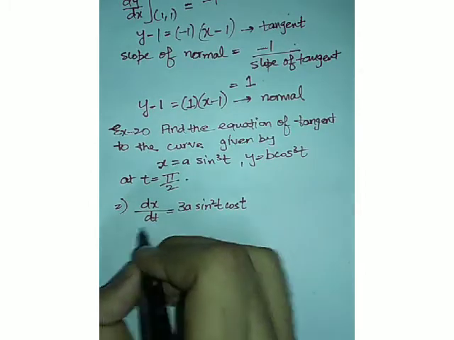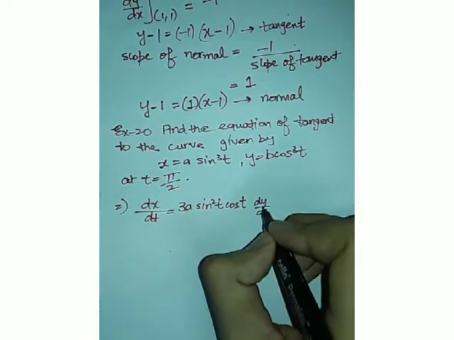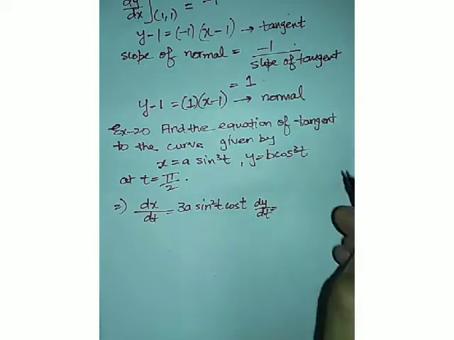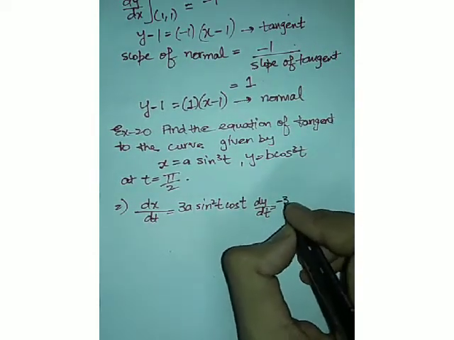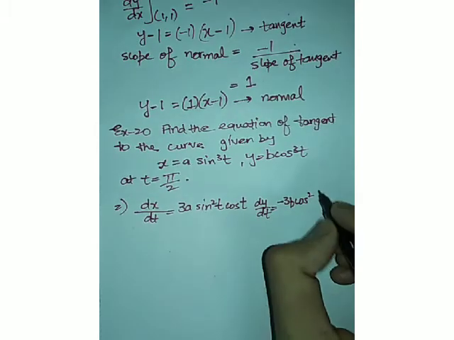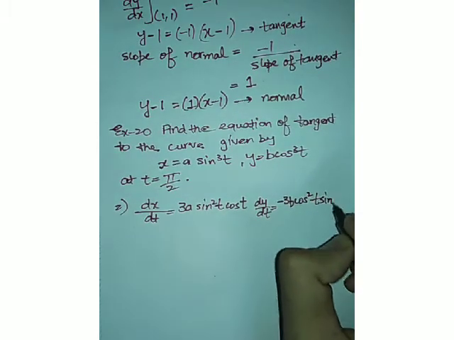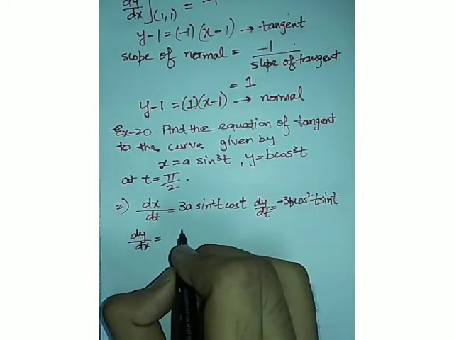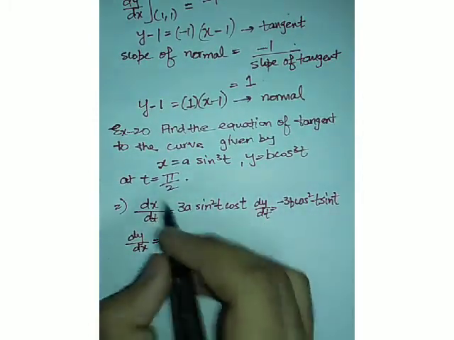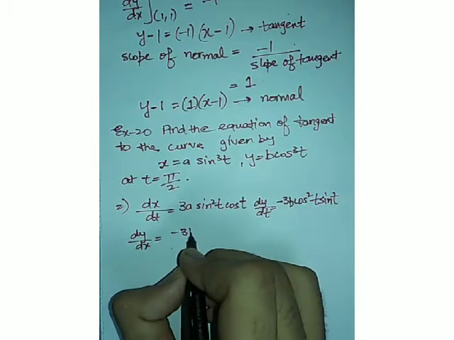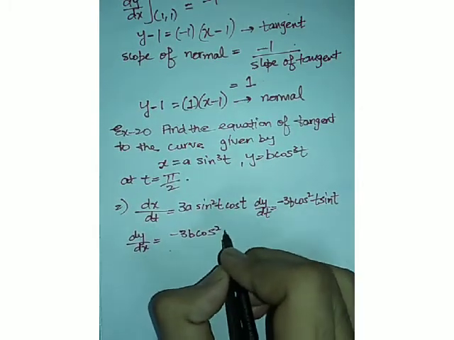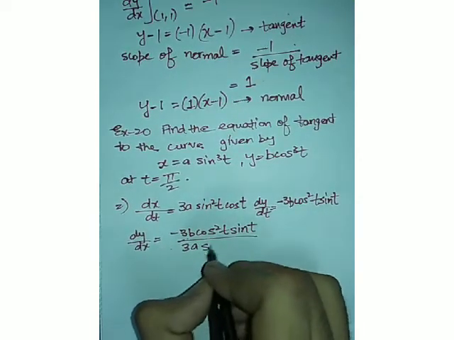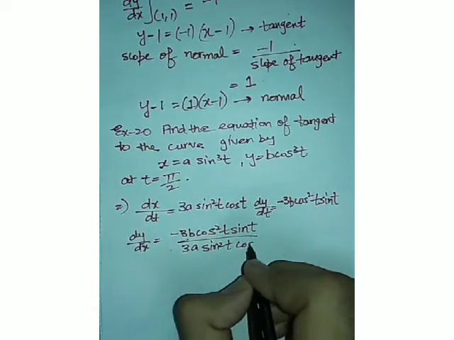And what will dy by dt look like? 3 cos square t, and the differentiation of cos will be minus sine t. So minus 3b cos square t sine t. Alright, we have to find dy upon dx. What is dy upon dx? That is dy upon dt upon dx upon dt. So minus 3b cos square t sine t upon 3a sine square t cos t.